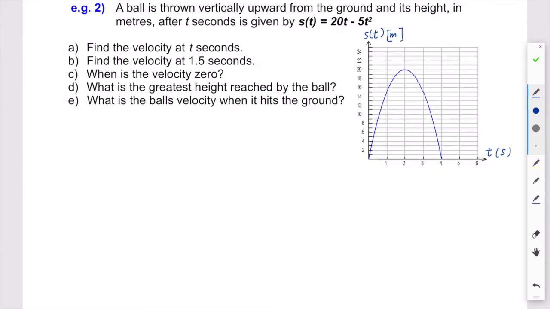We're going to find the velocity at t seconds. Find velocity at 1.5 seconds. When is velocity 0? Greatest height. And the velocity when the ball hits the ground. So it's before it comes to a stop. If you would like to pause the video first and come back to see the solution, feel free to do that. It's actually recommended.